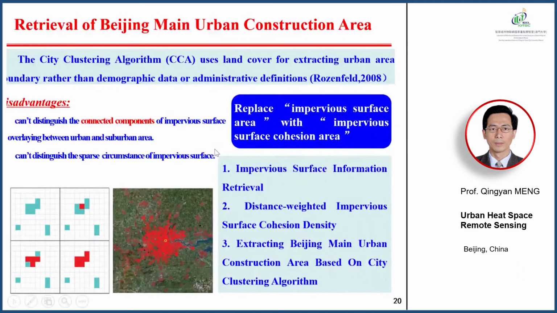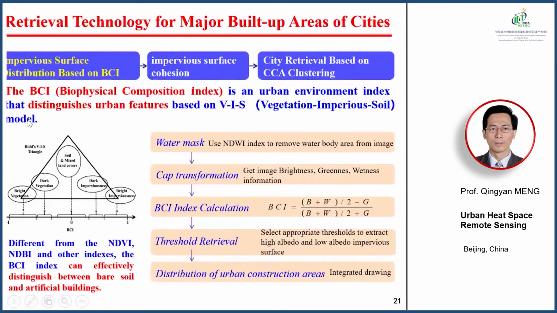And so we replace the impervious surface coverage area with the impervious surface coherent area, including the procedures, including the impervious surface information retrieval. Then we use the distance-weighted impervious surface coherent density, then retrieve the main urban build-up area based on the city clustering algorithm.